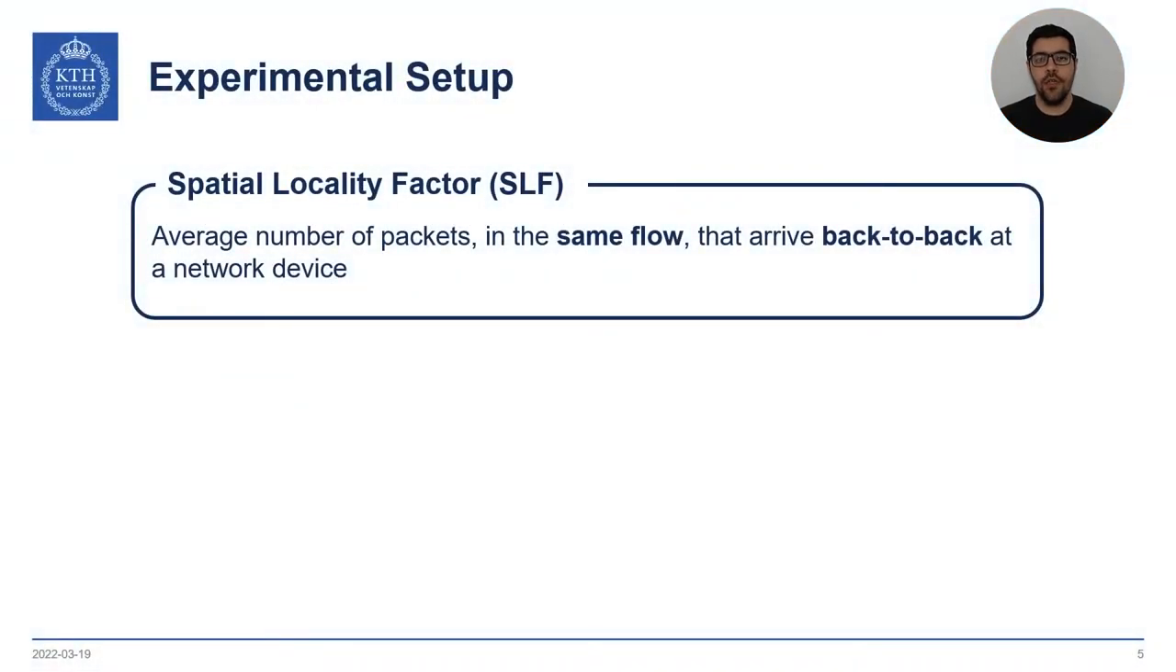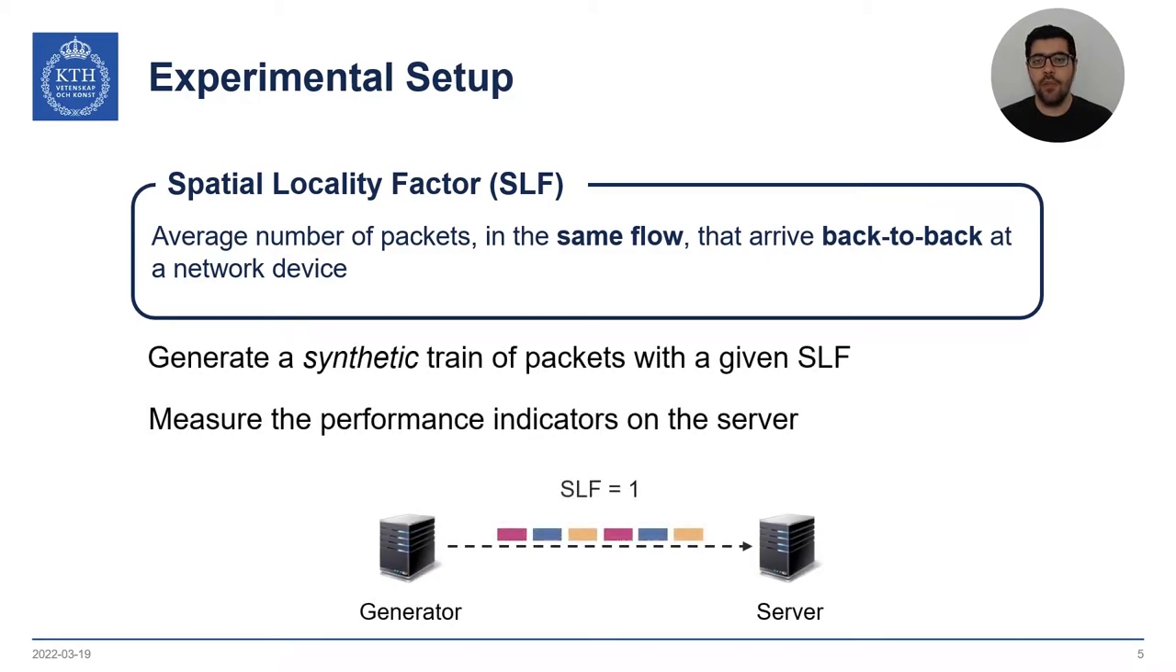We define a spatial locality factor as a parameter which determines the flow level order of packets. It is the average number of packets in the same flow that arrive back-to-back at a networking device. So the higher the spatial locality factor, the higher the ordering among packets. Using this parameter, we can generate synthetic trains of packets and send the train to a server which is running a network function or application.